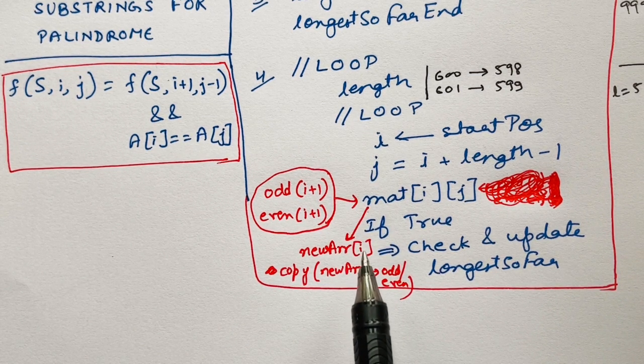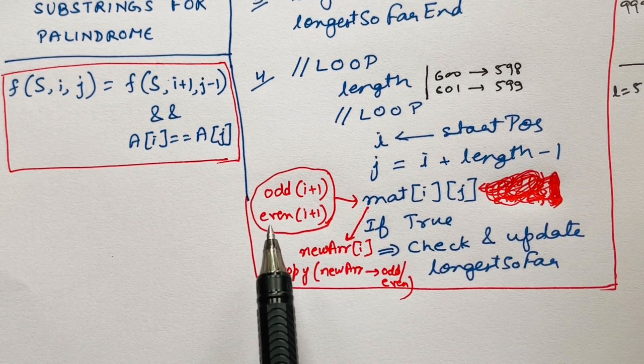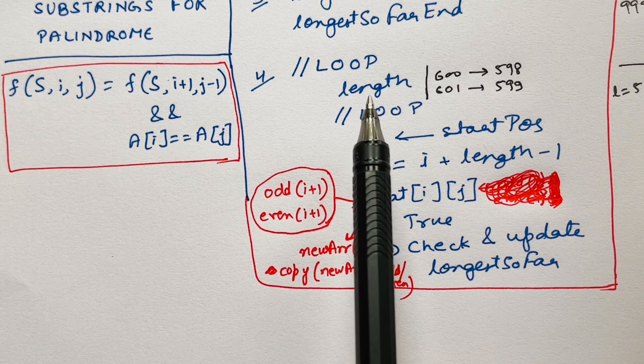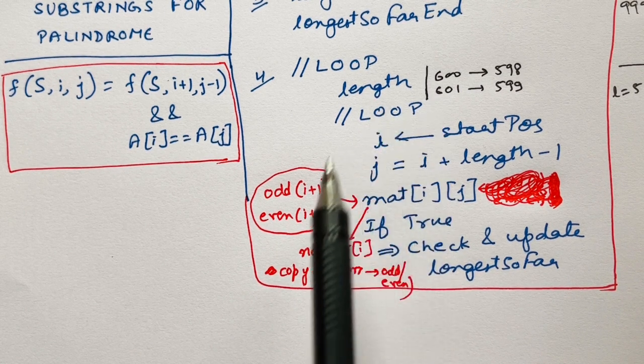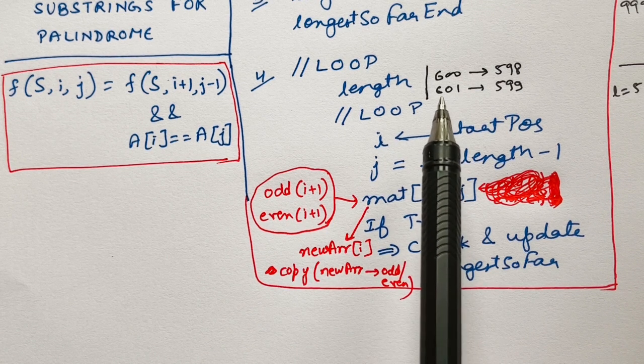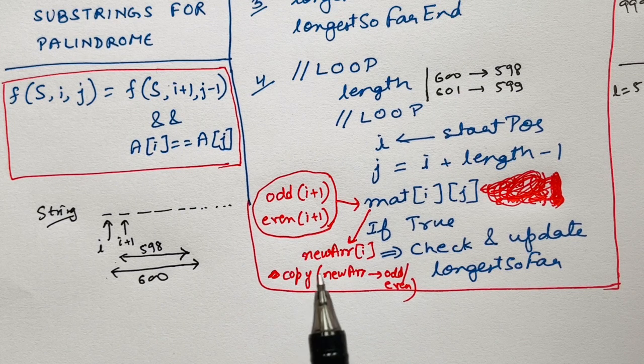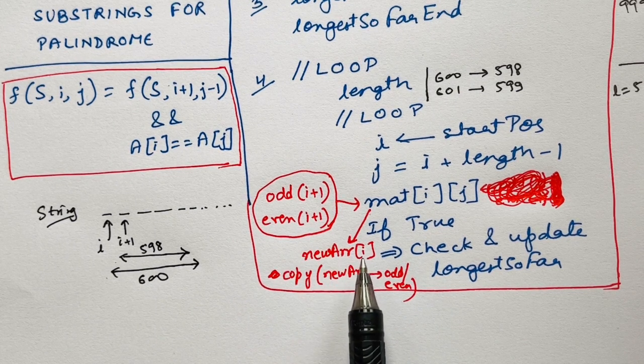And how will we fill this value? We will use either the odd length array or the even length array. If the current length is even, let's say 600, then we will use the even length array. And if the current length is odd, let's say 601, then we will use the odd length array. Let us see how we will fill the new arr i.